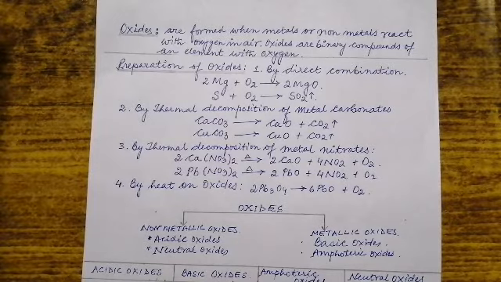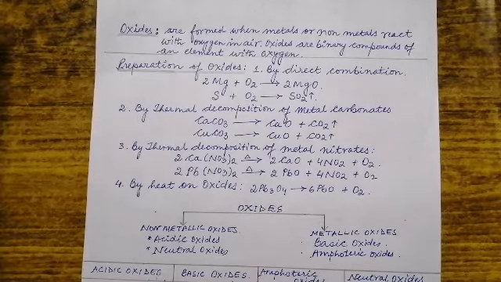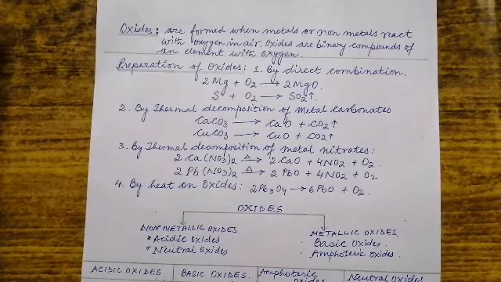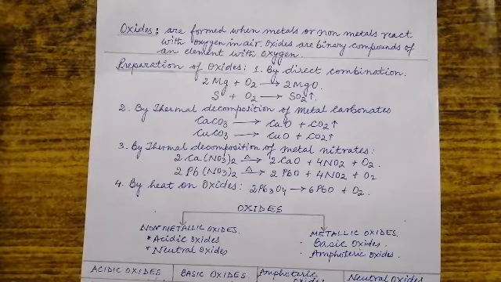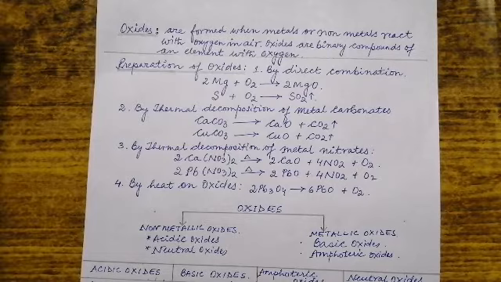There are various ways by which you can prepare oxides. Number one, by direct combination. Number two, by thermal decomposition of metal carbonates. Number three, by thermal decomposition of metal nitrates. And number four, by heat on oxides. Now let us discuss each one of them.